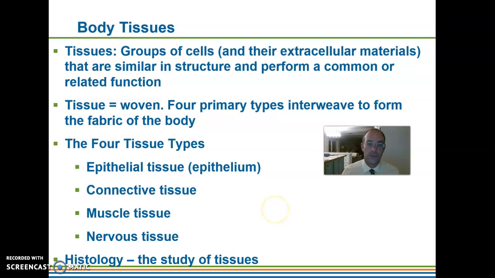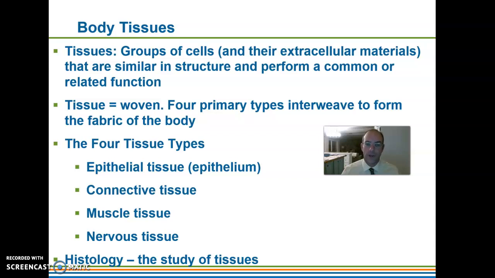One is, what is a tissue? A tissue is characterized as groups of cells and their extracellular materials that are similar in structure and perform a common or related function. All right, that's a definition that you're going to have to know. I'm going to ask you that on our upcoming quiz as an open-ended. I'm going to ask you to please define tissues, okay?